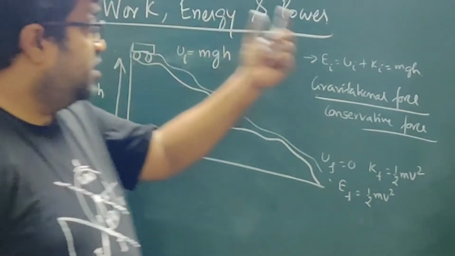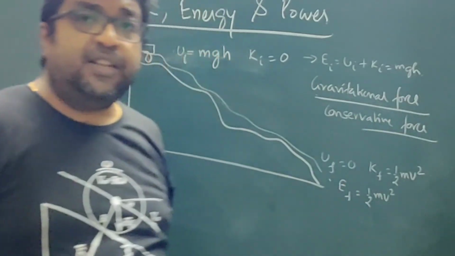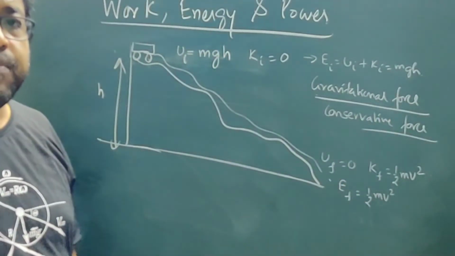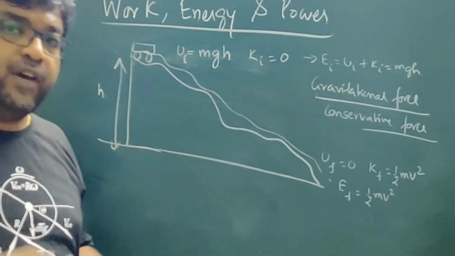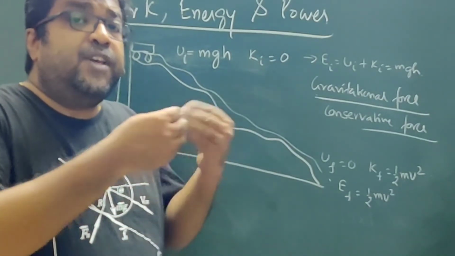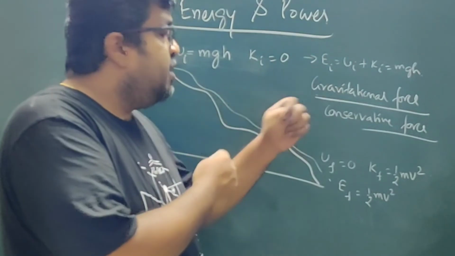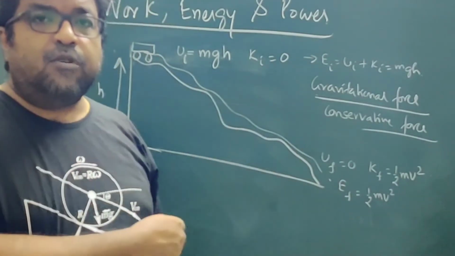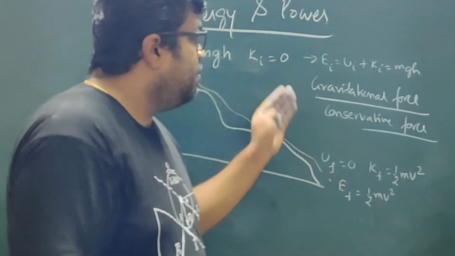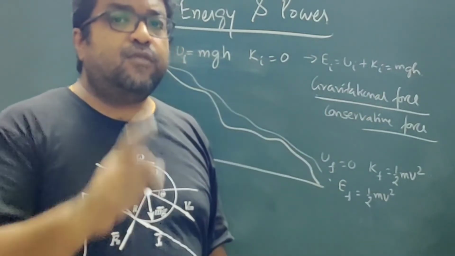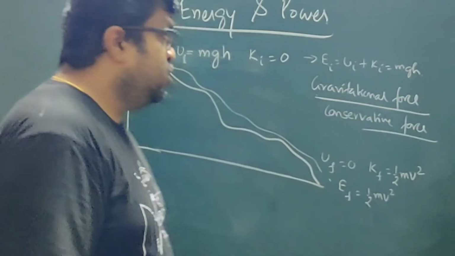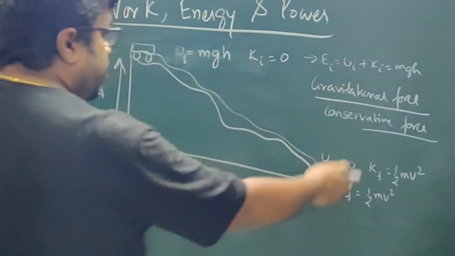This is the total initial energy, and this is the total final energy. Now, why am I able to use the principle of conservation of energy? Because I know that total energy is conserved. Why? Because this motion is taking place under the influence of gravitational force, which is a conservative force. So I can equate these two quantities.